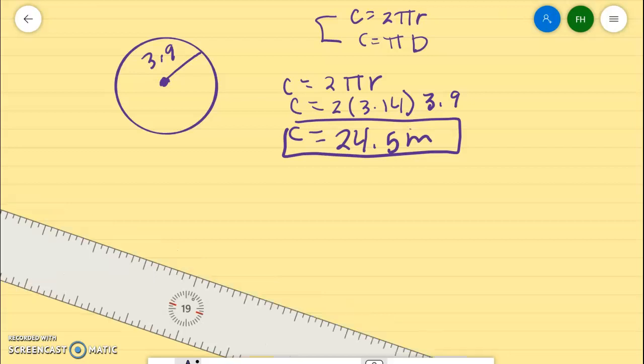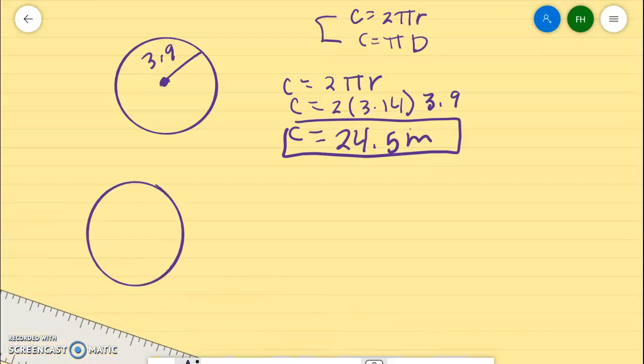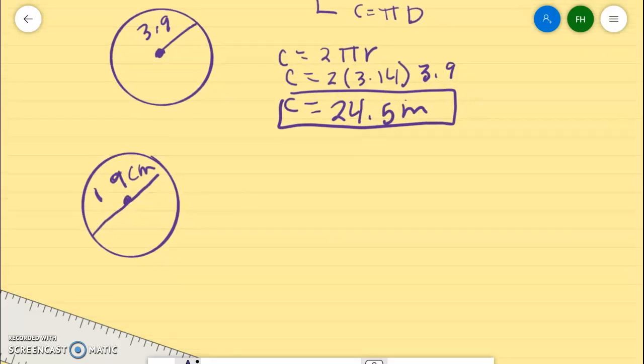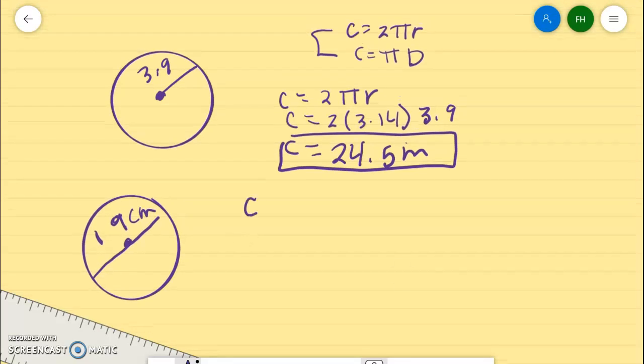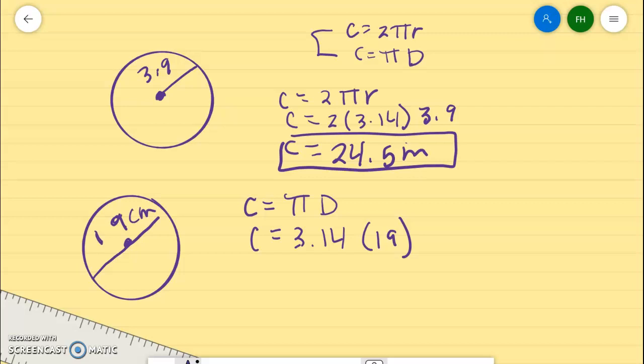Okay, so for the next circle, we have 19, and it goes all the way through. And remember, when we measure all the way through, that's the big one, that's the dad. So let's use that formula when we know that the diameter is just pi times the diameter. So 3.14 times 19, and that is 59.66 centimeters.